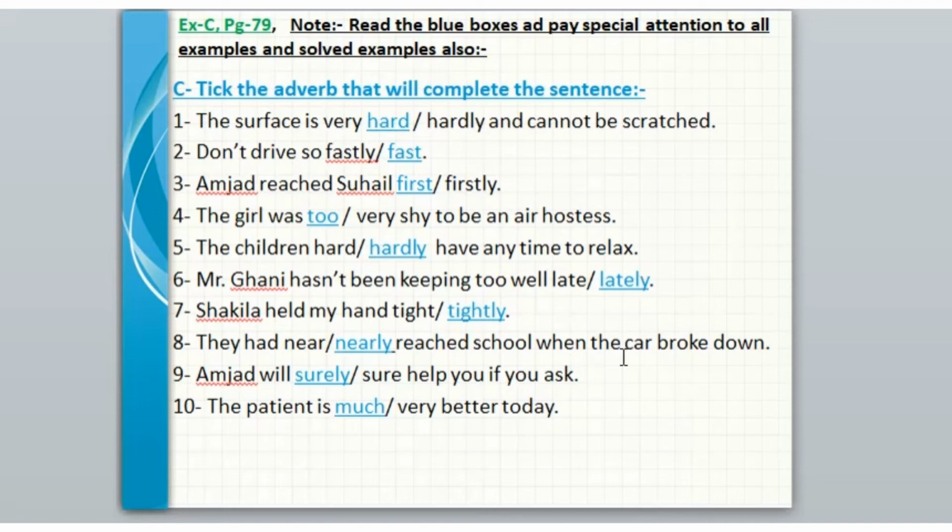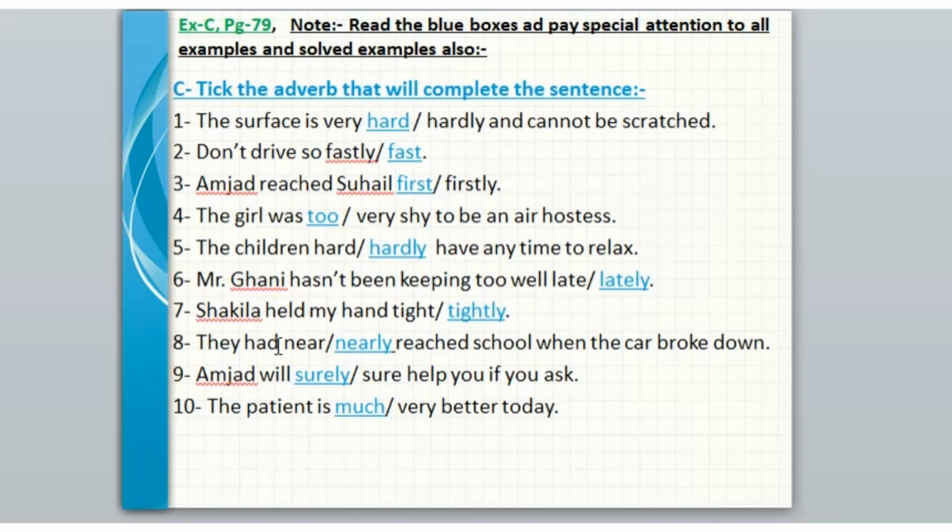Number 7. I will read number 7. Shakila held my hand tightly. So students, which option should come here? Options are, Shakila held my hand tightly. The grip was tight, but here it should be tightly. The adverb is defining. So it should be, Shakila held my hand tightly. What kind of hold was that? Yes, she did it tightly. Tightly is the correct form. You will put a tick on top of this one, tightly.